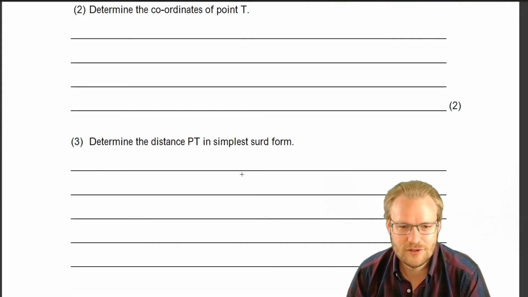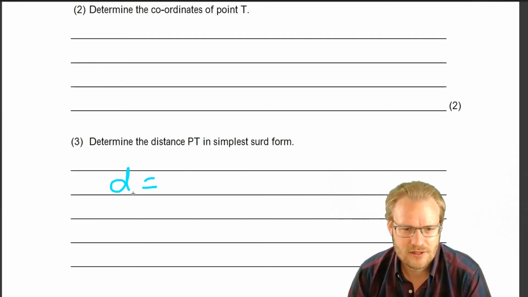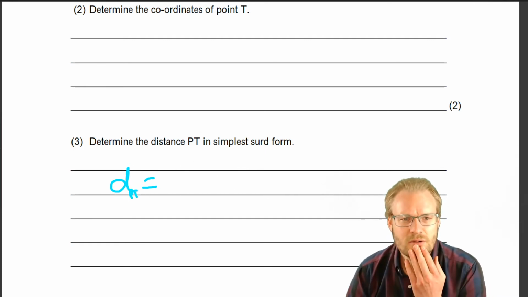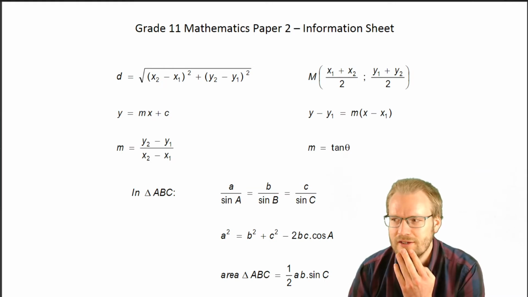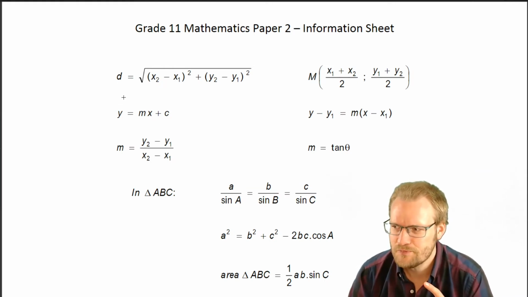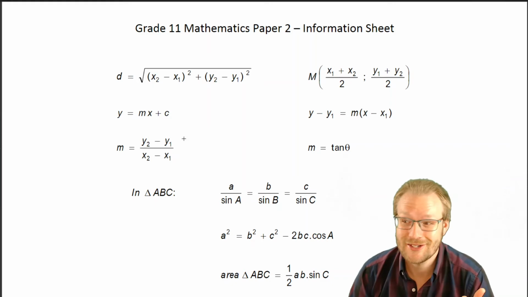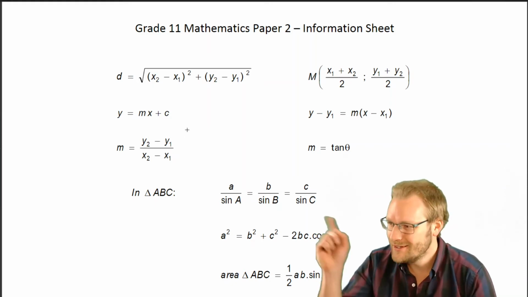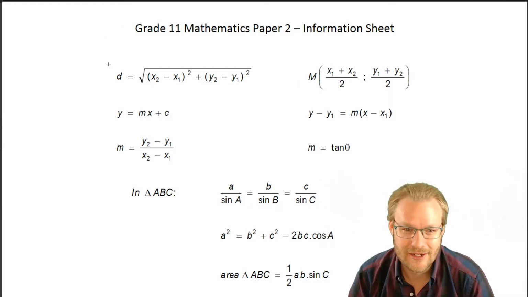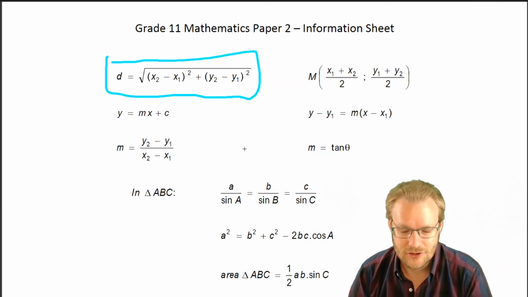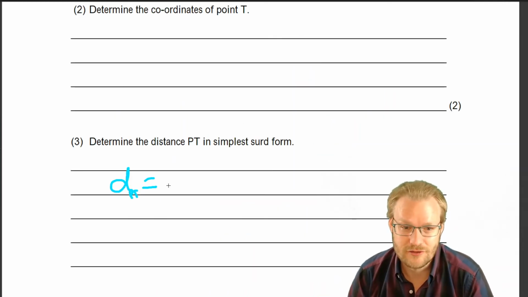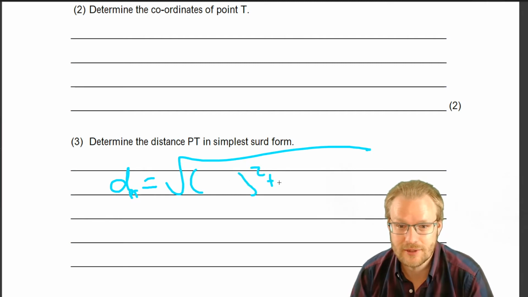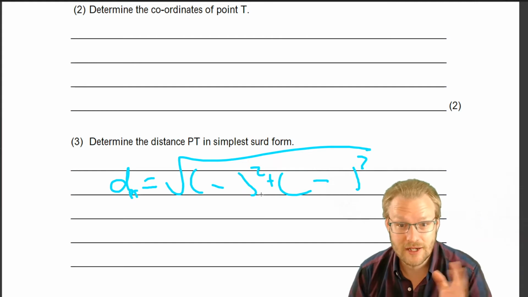Okay, determine the distance PT in simplest surd form. Okay, if only we had a formula for distance. So the distance of PT. Well, you are given this formula sheet. Any of these related to distance? Well, of course. So that one all the way in that top corner here, here's our distance. So just plug in your distance formula. D equals square root of that squared plus that squared.